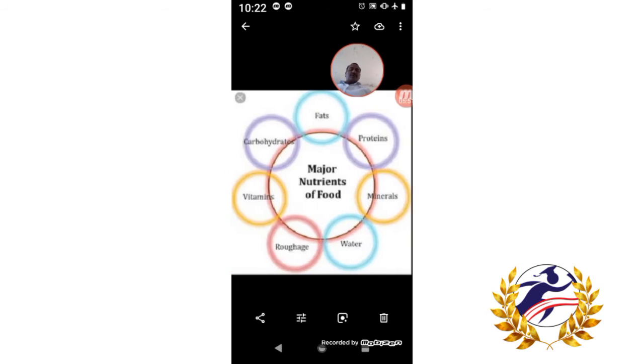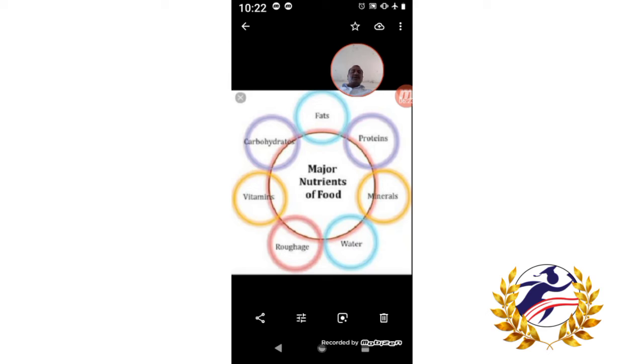Now when you come to the major nutrients of food, what are nutrients? The nutrients are nothing but they nourish our body. We need them for the growth and repair of our body parts, maintenance of growth and to work.